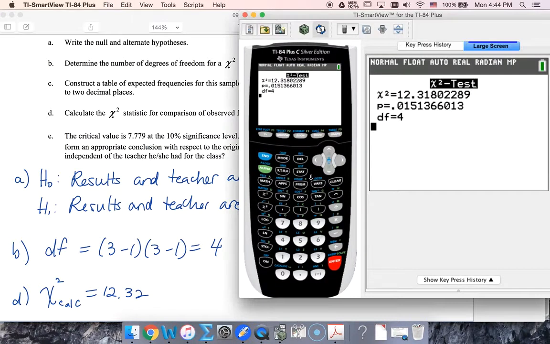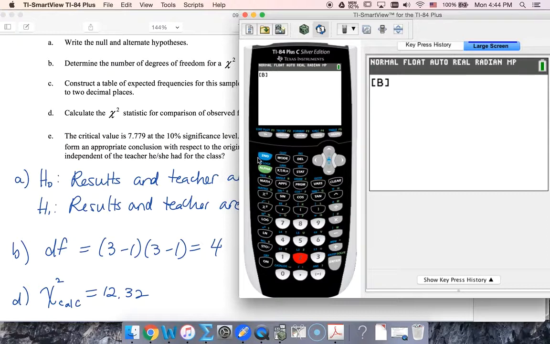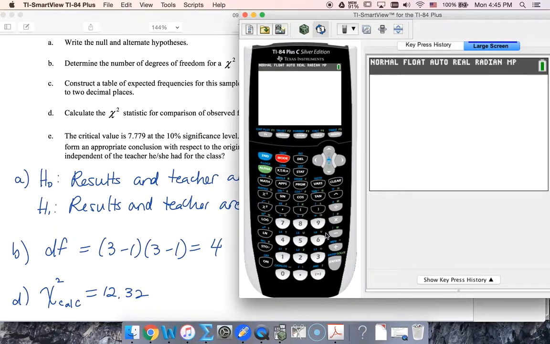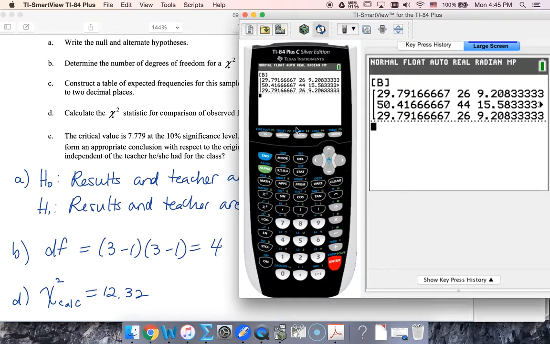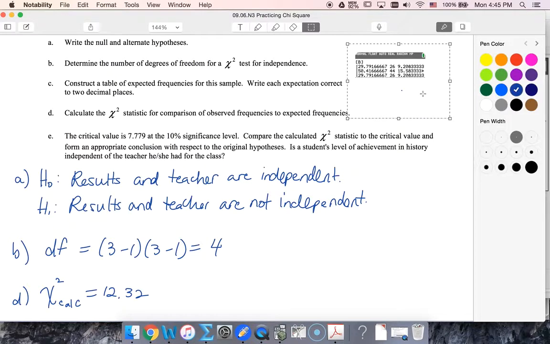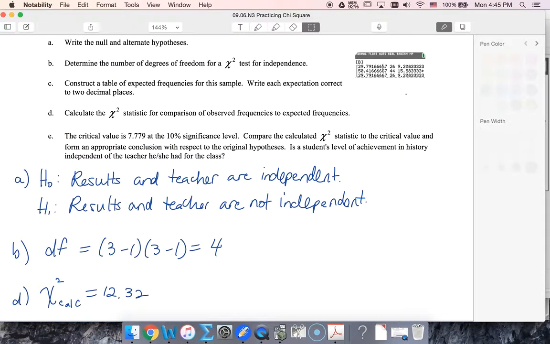And now I can go look at my expected values by going into matrix and then looking at matrix B. Notice the calculator, if I go back to this matrix menu, it automatically overwrote B. I don't need to change that out. So I can get matrix B and hit enter, and then I can see it. I'm going to drag this over here. So now I can see my expected values.